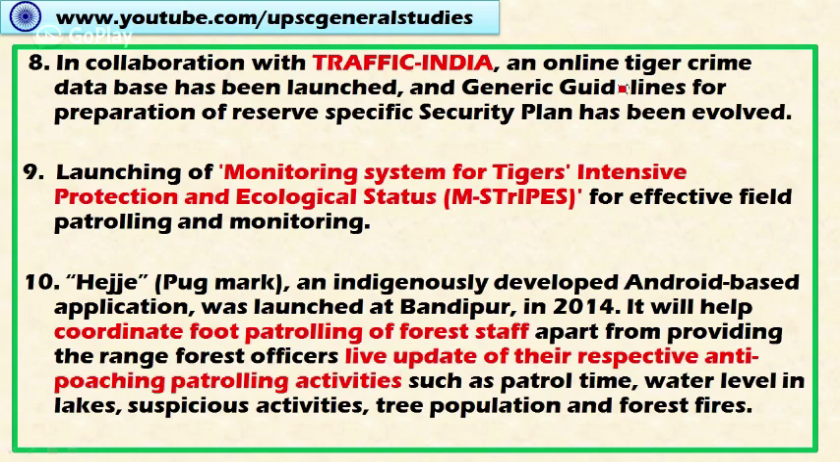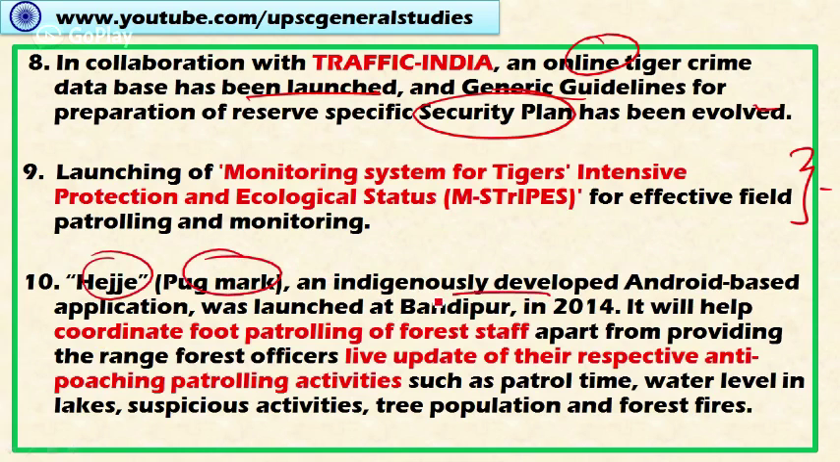And in collaboration with TRAFFIC India, an online tiger crime database has been launched. This provides information sharing, and generic guidelines for preparation of reserve specific security plan have been evolved. And M-STrIPES, that is Monitoring System for Tiger Intensive Protection and Ecological Status, has been launched for effective field patrolling and monitoring, for field level coordination and monitoring. And Hejje, in Kannada Hejje means pug mark. It is an indigenously developed Android based application launched at Bandipur in 2014.